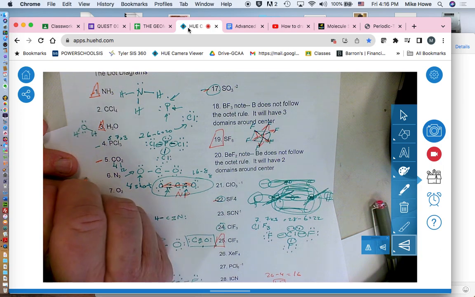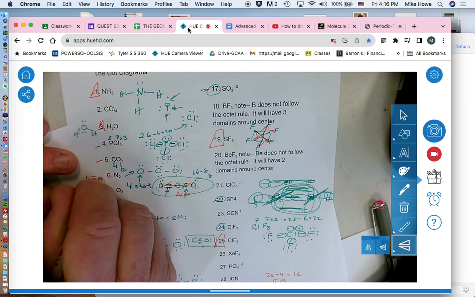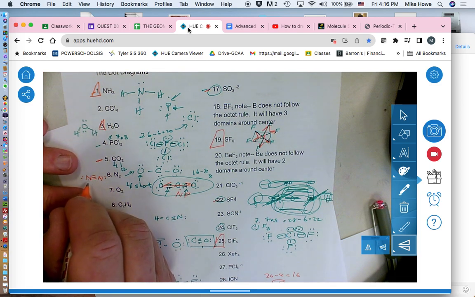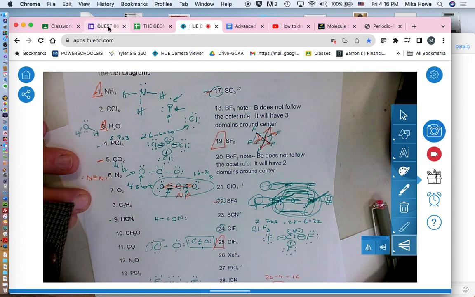6 I didn't draw, but 6 looks like this. When you draw it, you have to have a triple bond. And these guys pull on electrons evenly. So there's absolutely no poles on this. This is a pure nonpolar situation.